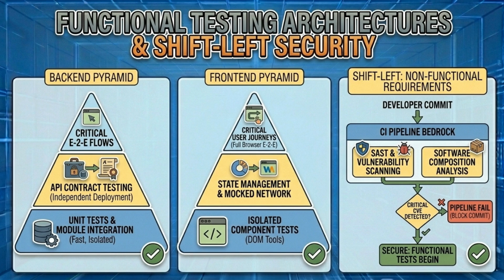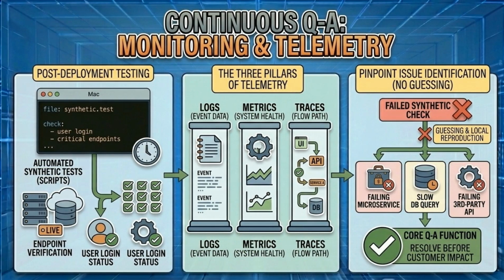Before a single functional test runs, your CI pipeline must execute static code analysis and vulnerability scanning. This is the bedrock of your pipeline. By integrating static application security testing, or SAST, and software composition analysis, you automatically catch vulnerable dependencies and hard-coded secrets the moment a developer opens a pull request. If a critical CVE is detected in a third-party package, the pipeline must fail deterministically. You do not wait for a security audit to find these flaws. You block them at the commit level.